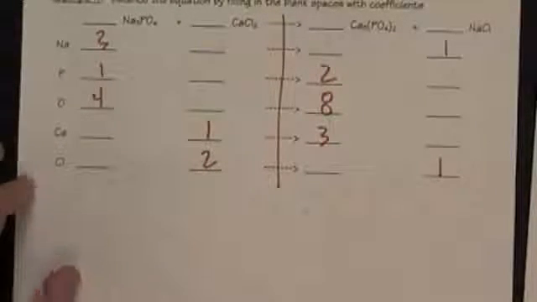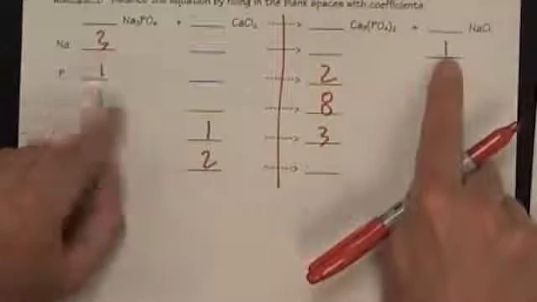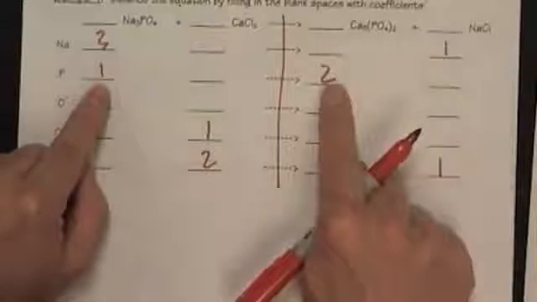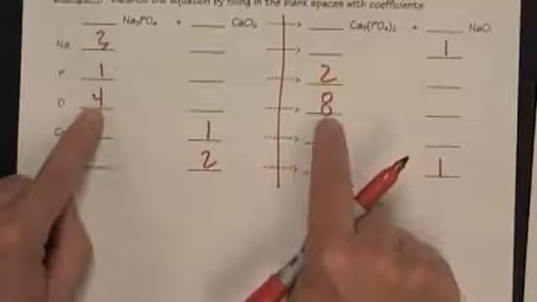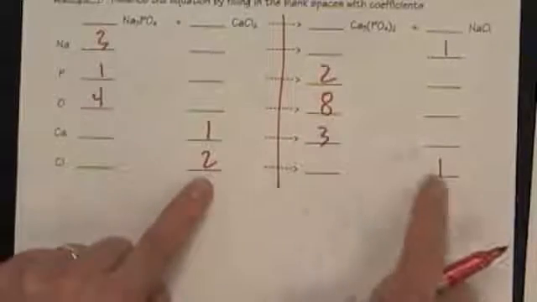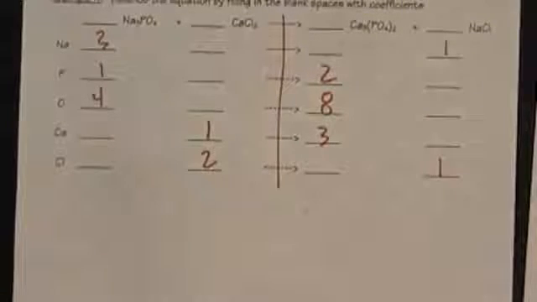All right, so let's look and see what we've got. Does it balance? Sodium, 3 atoms over here. There's only 1, not balanced. 1 phosphorus, 2 phosphorus, and that's not balanced. 4 and 8, not balanced. 1 and 3, nope. 2 and 1, this thing's all out of whack. So what we've got to do is pick a starting point and get things fixed up.